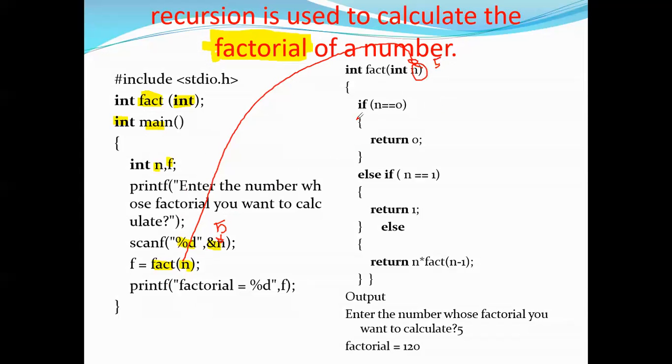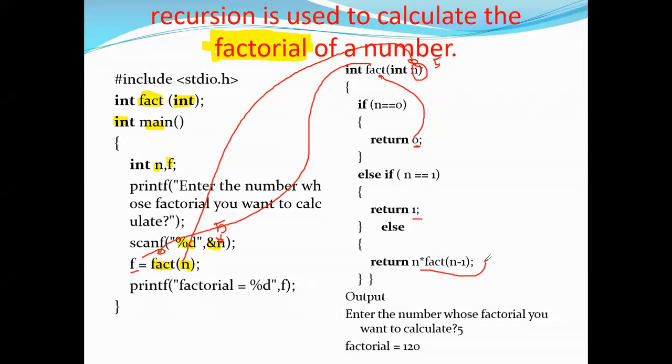Here first is the initial condition: if n == 0, the return value is 0. For that, return 0. Return means it returns to the call of fact, and this 0 is stored into f. That is the meaning of the entire thing. Else if n == 1, return 1. Else, one more condition, else return.